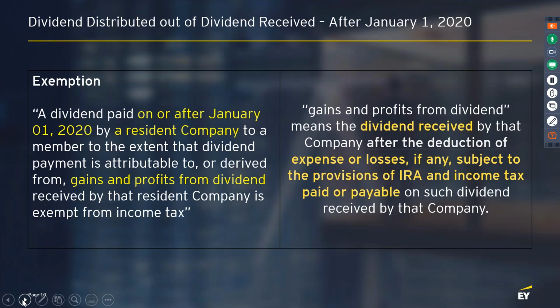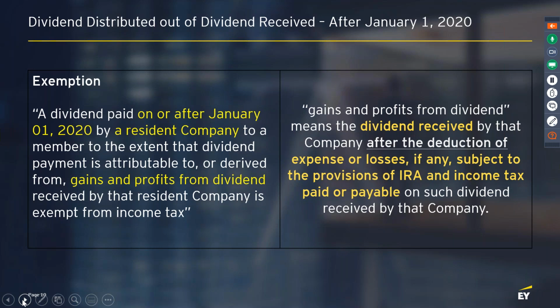Okay, so the law provides the exemption for the dividend income which was received by the company via the pass-through distribution. This is the exemption applicable for the dividends distributed after January 1st, 2020. And there are a few terms we need to focus on. I will read out the section for you.